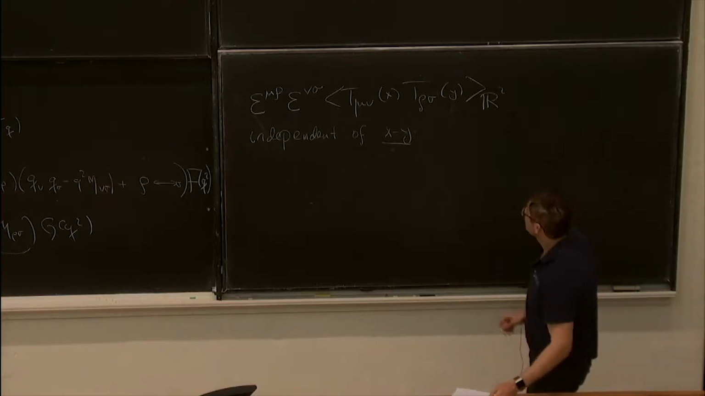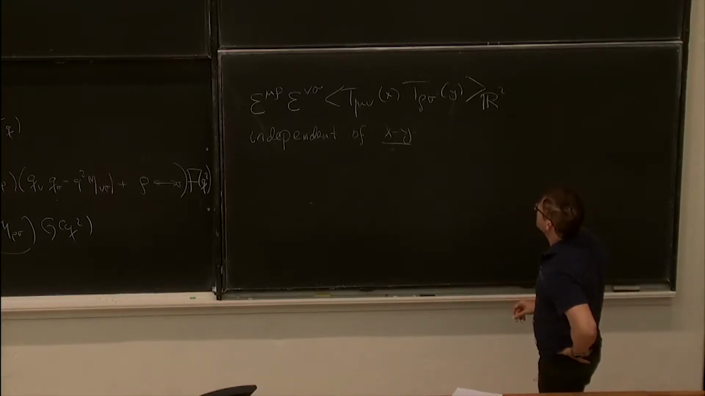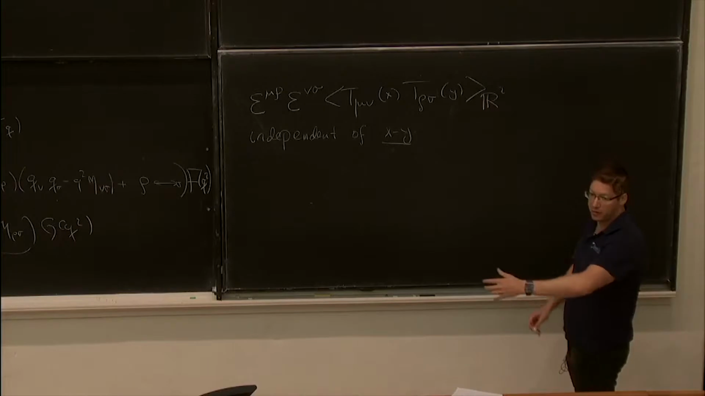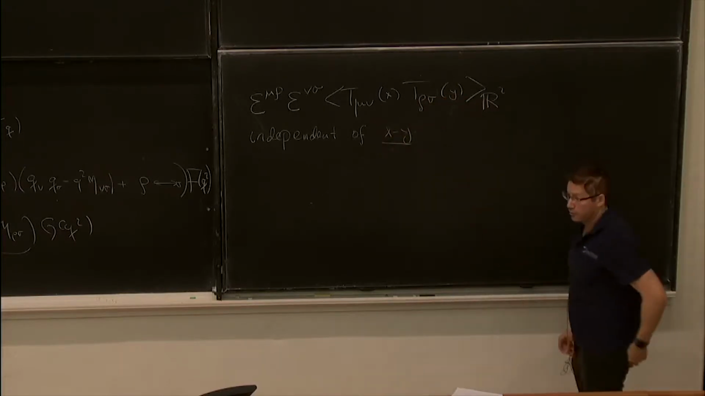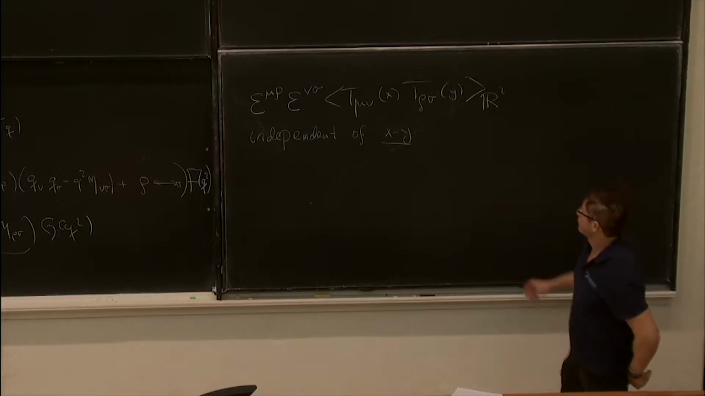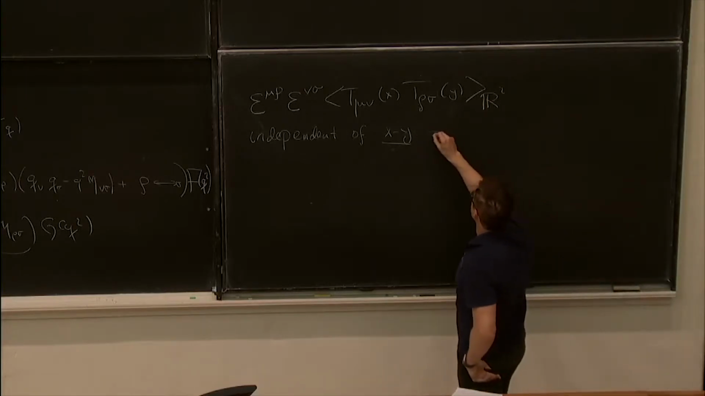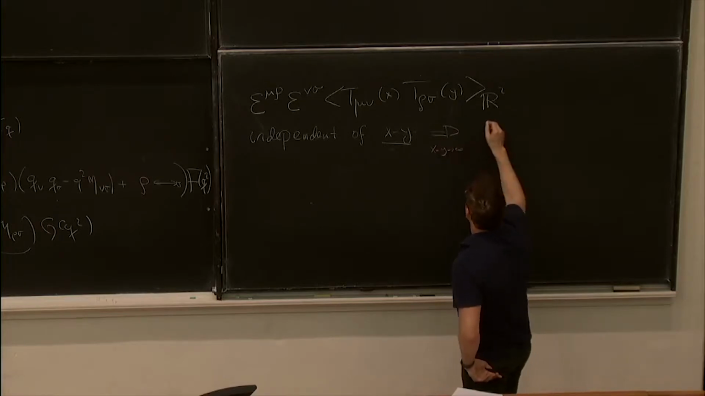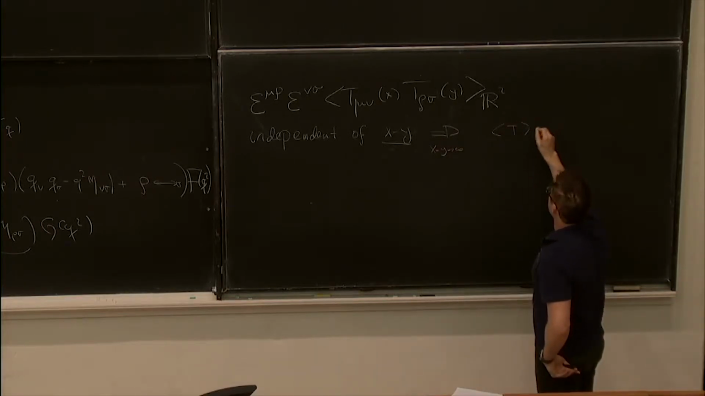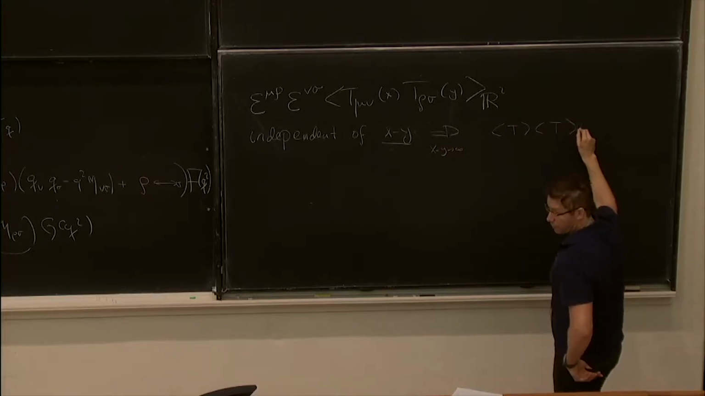Okay, so while it's independent of x minus y, you could imagine taking x and y to be very far from each other using cluster decomposition, and then this would reduce to the product of one-point functions. So since it's independent of x minus y, we can just take x minus y to infinity, and then this is the same as TT with the appropriate indices.